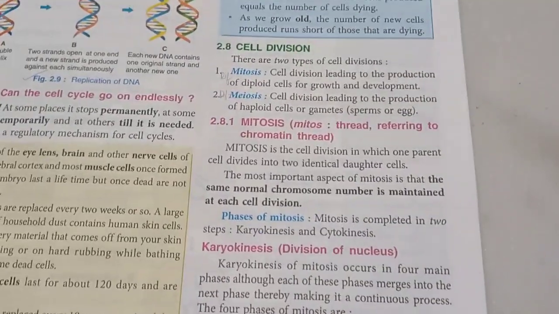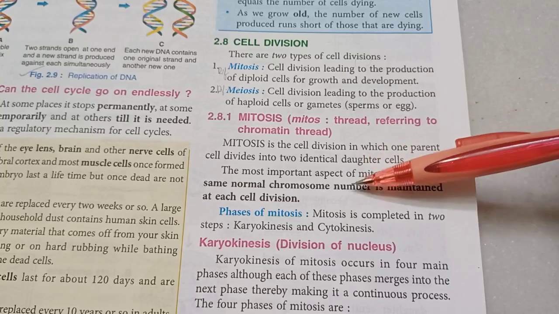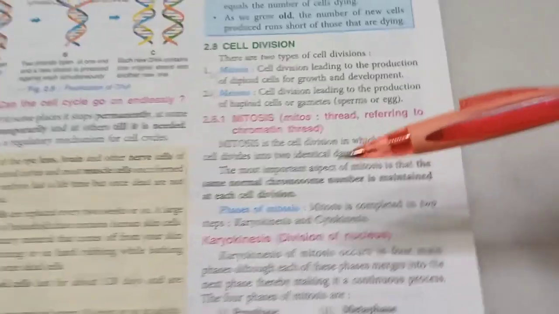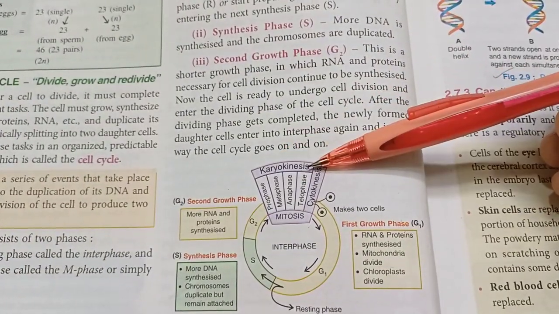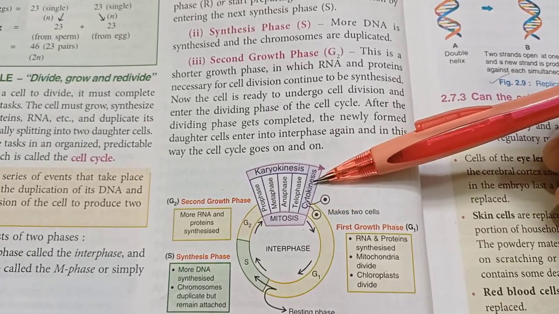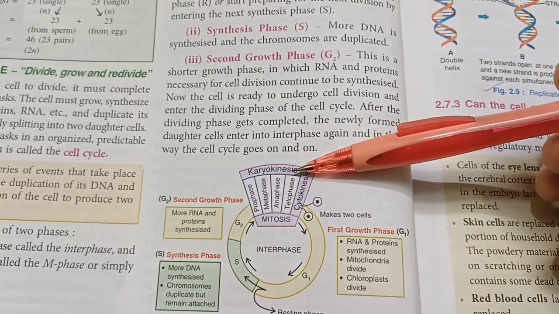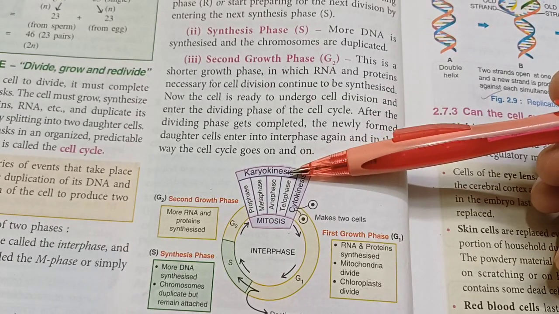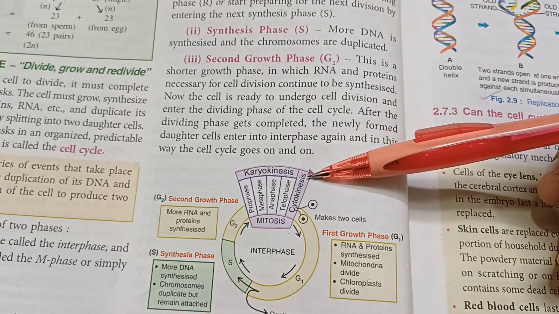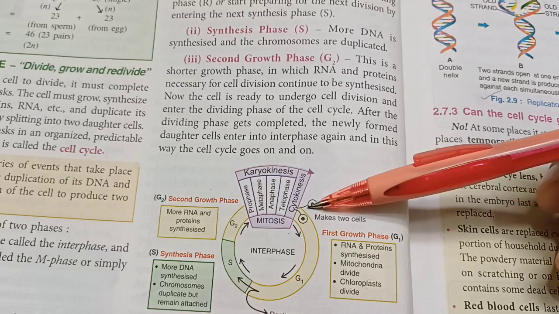Now let's study the different phases of mitosis. There are two main stages, karyokinesis and cytokinesis, which we studied in the cell cycle. Karyokinesis is the division of the nucleus, and then the cytoplasm divides, which is called cytokinesis, to give birth to two daughter cells and the parent disappears.